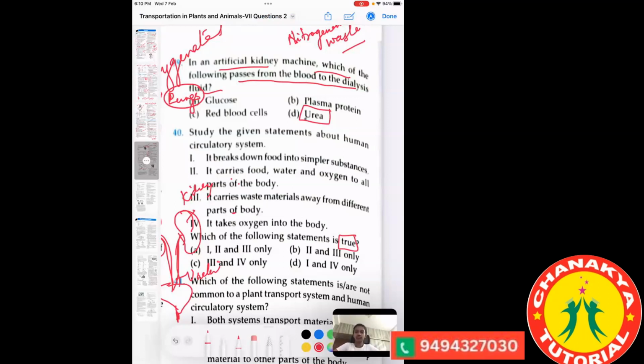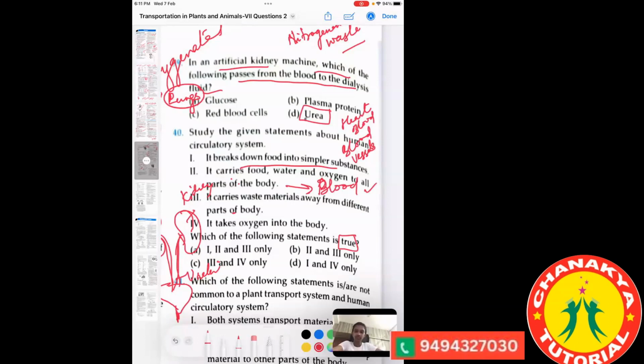Now when we talk about the circulatory system, it includes the three components as discussed: the heart, blood, and blood vessels. So we have to see what all functions are done by these. Now in the first one, it breaks down food into simpler substances. No. This statement is wrong because it is a process of digestion, which happens during digestion. Second thing, it carries food, water, and oxygen to all parts of the body. Who will be carrying? The blood will be carrying. So is this statement correct or wrong? True, correct. Then it carries waste material away from the different parts of the body. Is it true or wrong?